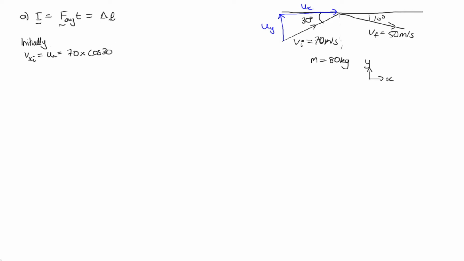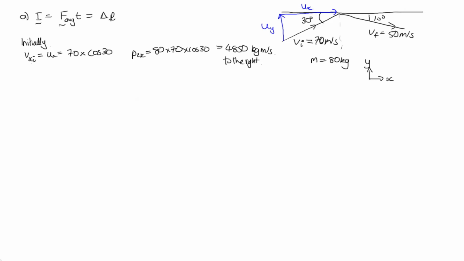Then if we want to get the initial momentum, we can say, well, p initial x is going to be equal to the mass times this. So that'll be 80 times 70 times cos 30. And solving that, we have 4,850 kilogram meters per second. And this is to the right.